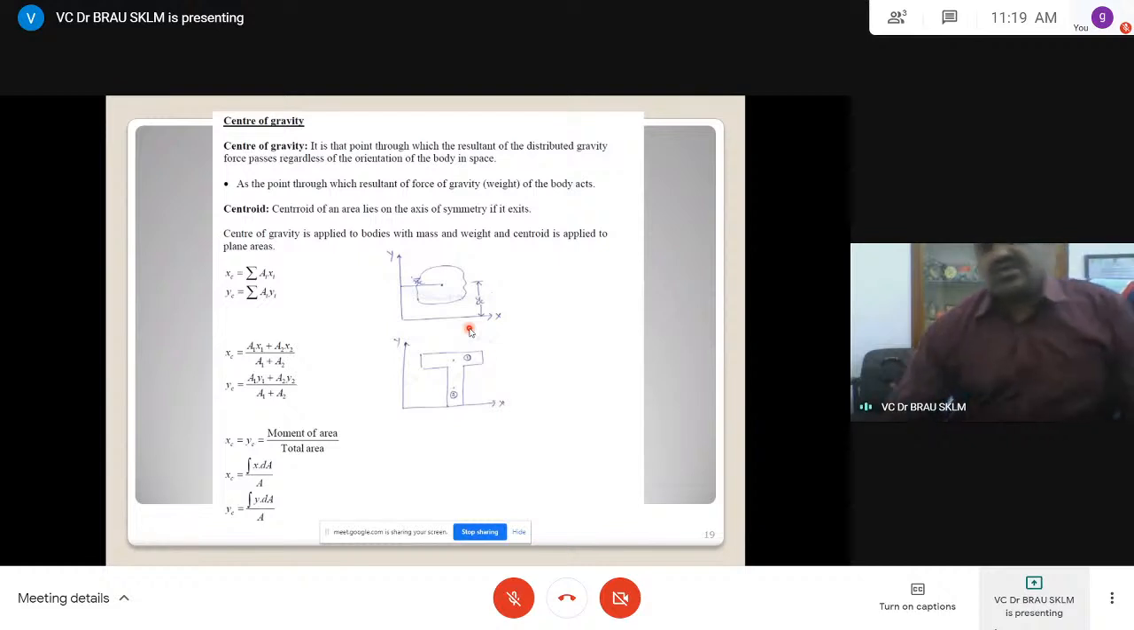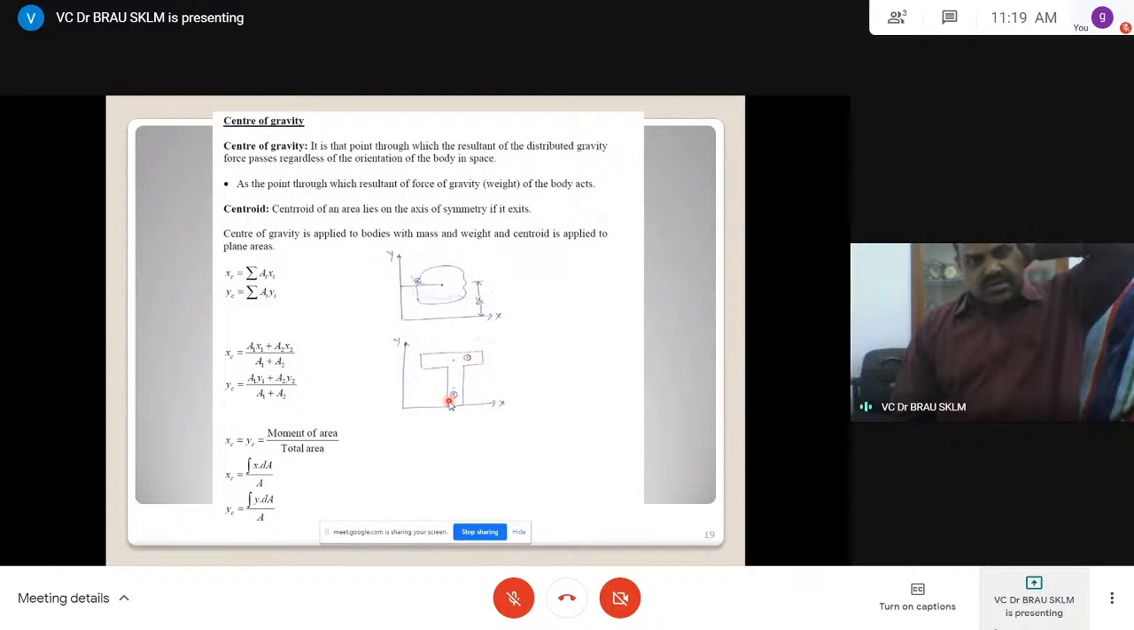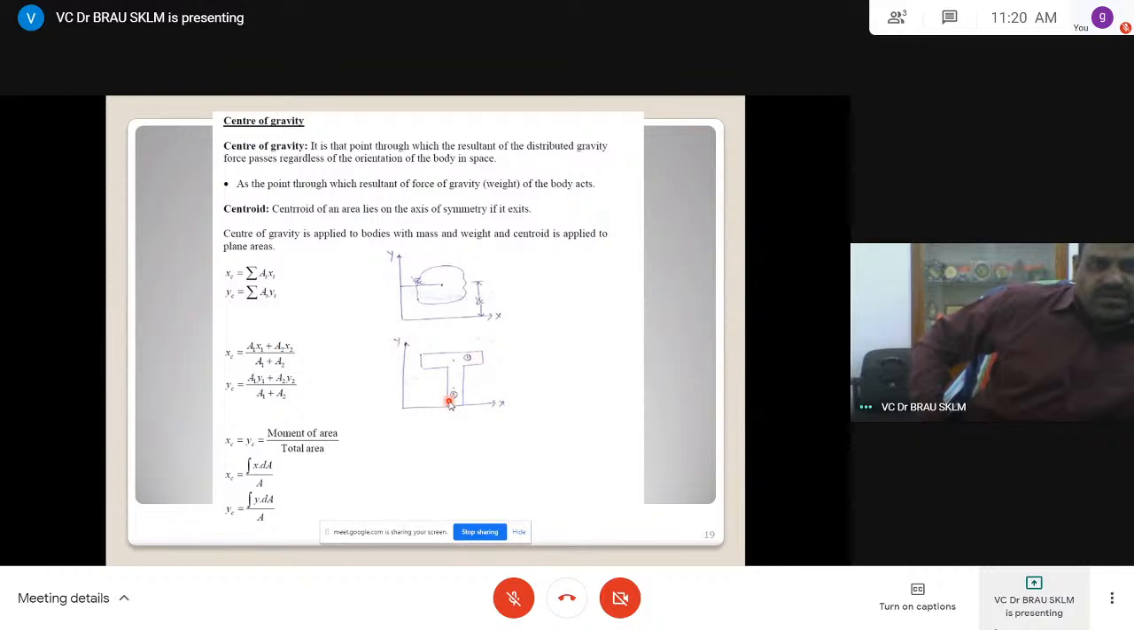Let us consider the T section. This is 1, this is 2. A1 and A2, you find out. Rectangle, length into breadth; if dimensions are given, you can easily determine it. Now by using that, with reference to base x and base y, you have to determine the corresponding perpendicular distances x1, x2. That is, A1 x1 plus A2 x2 is equal to the total area A1 plus A2 into the centroid distance. You can find that out.